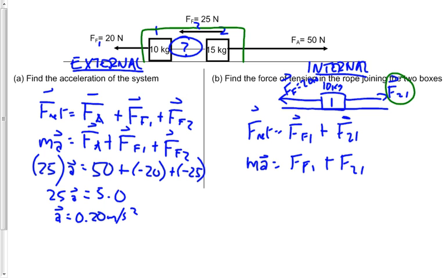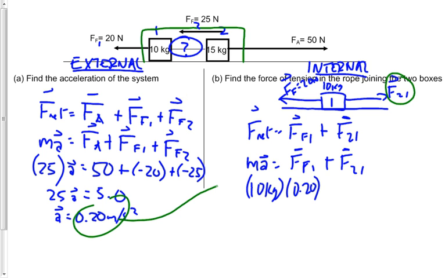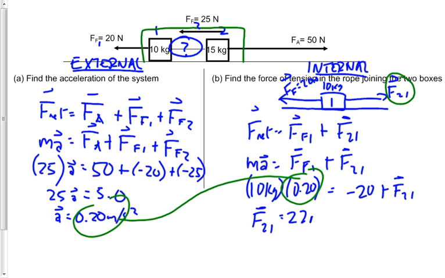M this time is going to be 10 kilograms because I'm only looking at the one. A is 0.2. That's what I just found, right? FF1 is negative 20 plus F21. Sorry, it's 2, I should say. Take this over to the other side. I get 22 newtons. That's my answer.